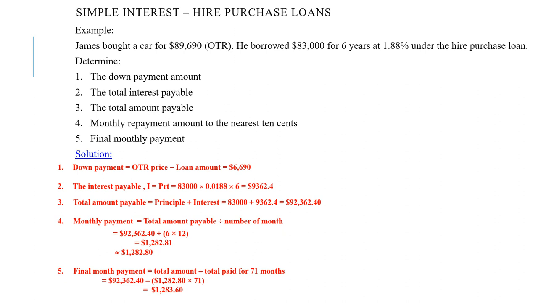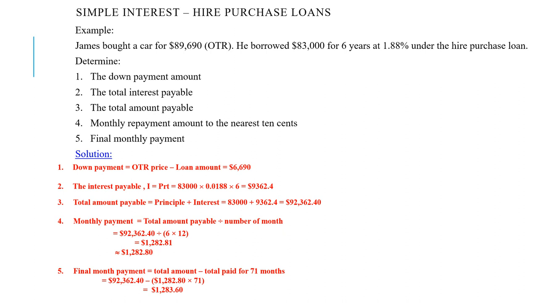Okay, so let's look at how we're going to calculate this. So we find the total amount first. How much did you have to pay from part 3? 92362.40, right? You minus off what you have paid for 71 months. Okay, for 71 months you paid 1282.80, to the nearest 10 cents. So how much you have to pay back altogether, you minus what you have paid for 71 months, that balance will actually be the last month's payment.